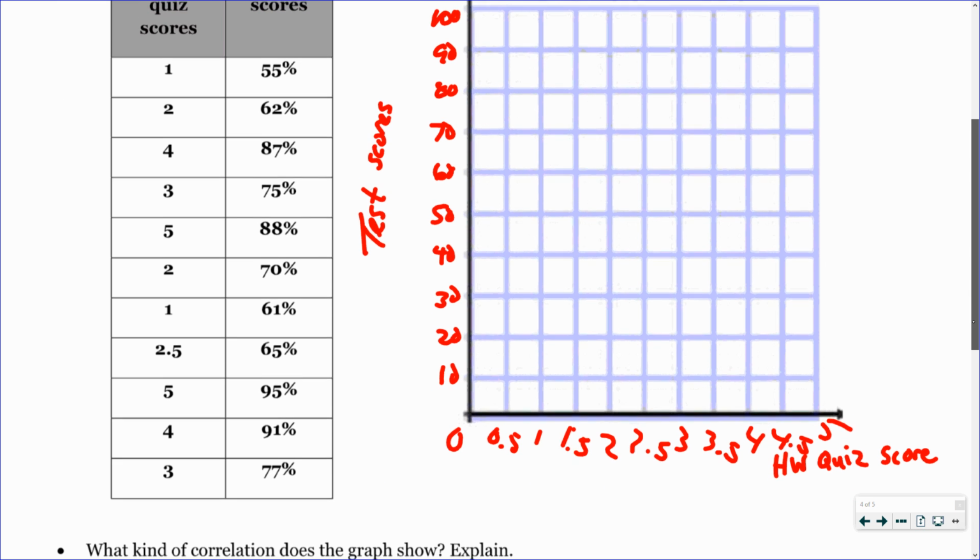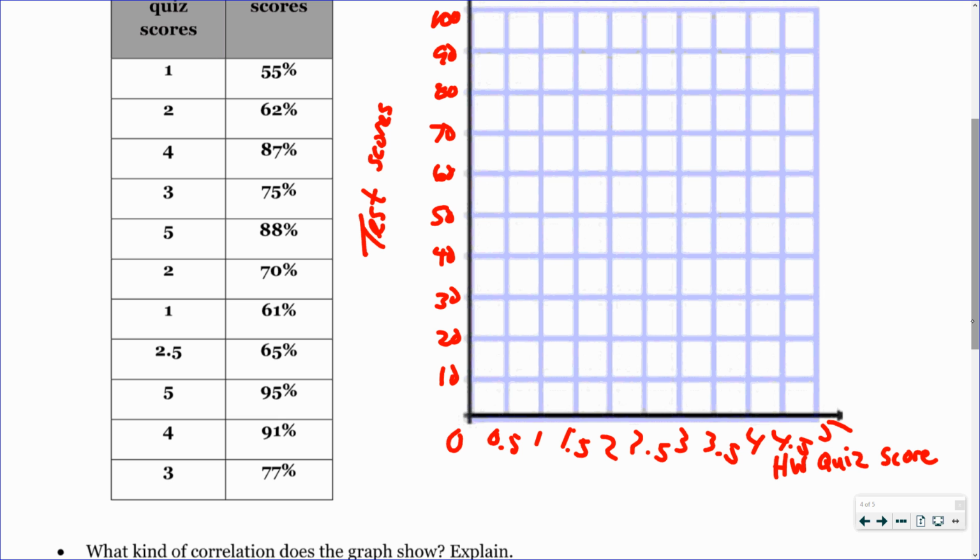Okay, so at 1, here's 1.55, we're going to go right in the middle. There's 1.2.62, we're just going to dot our points here, 4.87, 3.75, that goes right in the middle. 5.88, make that a little bit higher than 87. 2.70, that's a nice one. 1.61, go just above the line here.